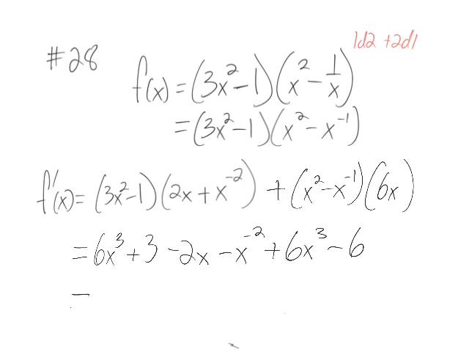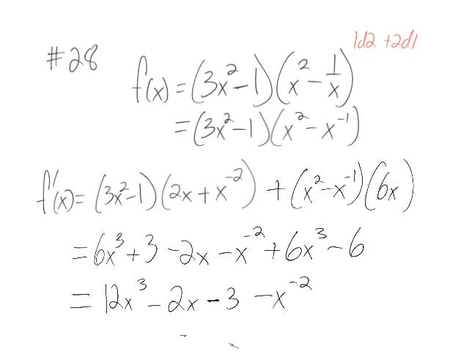All right, let's clean that up a bit. I do have some like terms. I have two constant terms, and I have two x cubed terms. So if we put those two x cubed terms together, we get 12x cubed. And then I would have a negative 2x. Then I would have the constants 3 minus 6, which is negative 3. And then I have the negative x to the negative 2 term there on the end.